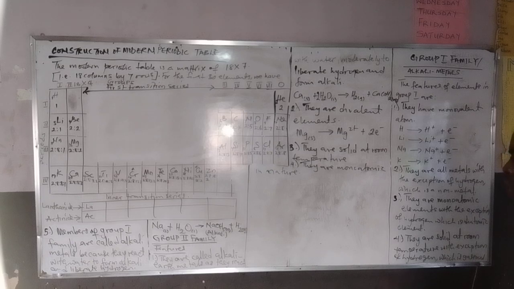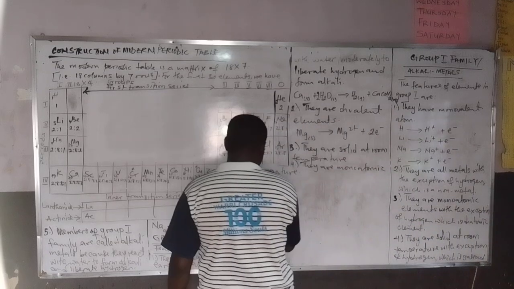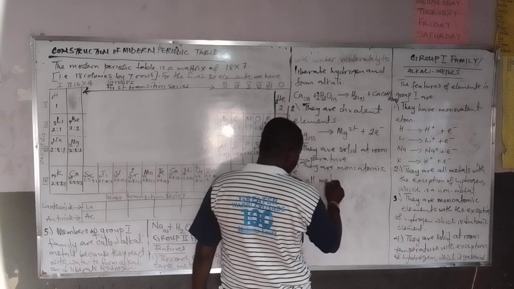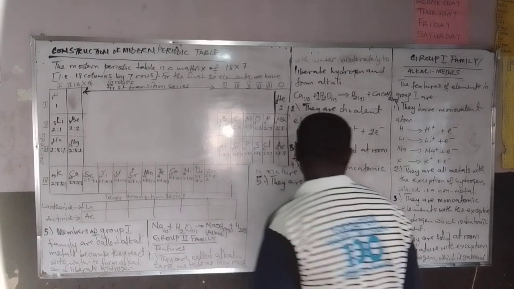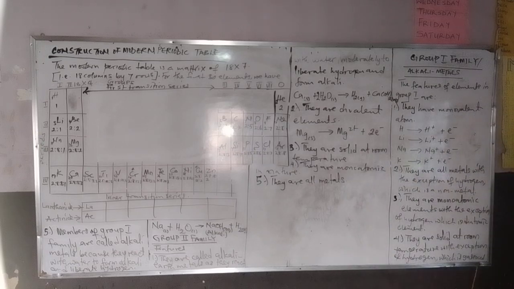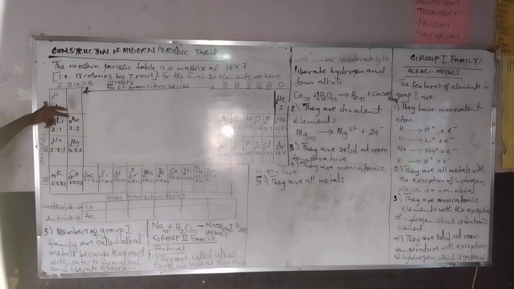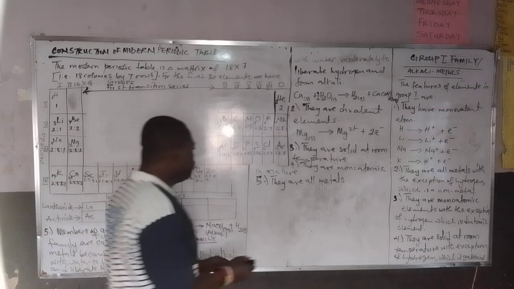Now, we are through with that. They are all metals here. These ones are all metals too. They behave as metals. They have all the properties of being called a metal. So take note. So the group 2 family we are talking about contains beryllium, magnesium, calcium. They end in 2, 2, 2. So let's go to the group 3 family now.